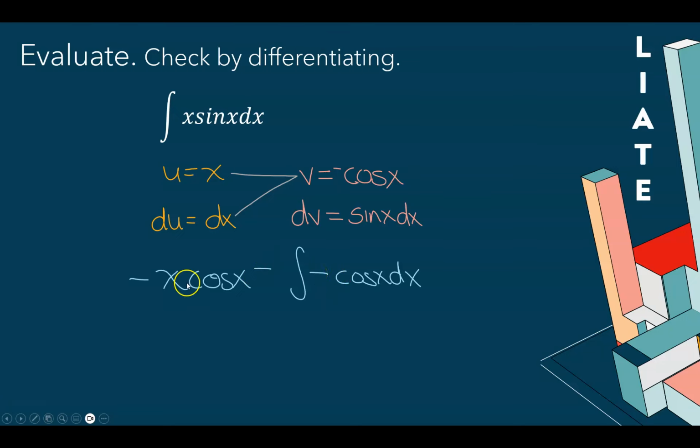And so you're supposed to think, well, this part is done, negative x cosine of x. And over here, I need the antiderivative of cosine, which is sine, and that's a minus and a minus, so just plus sine of x. Don't forget the plus c.